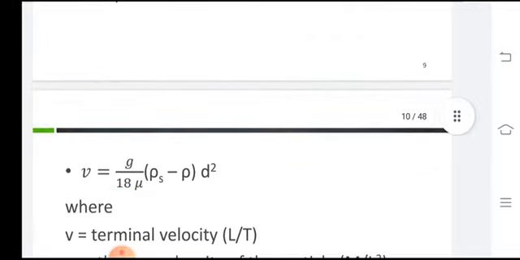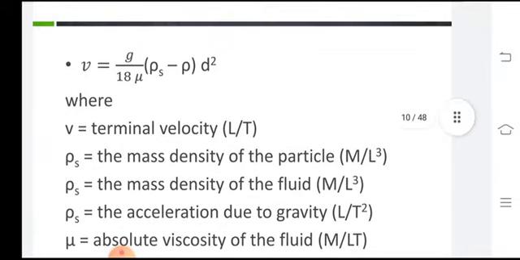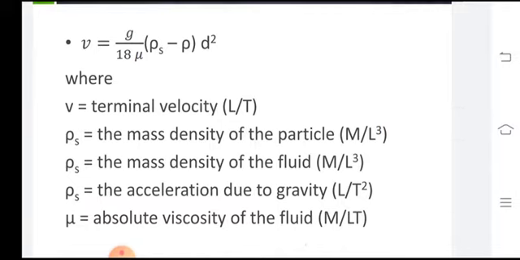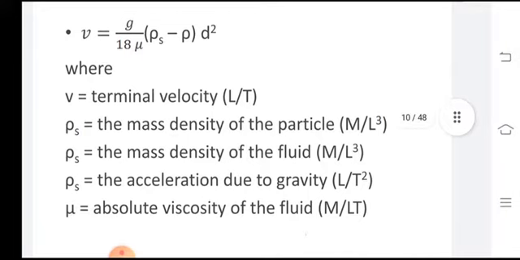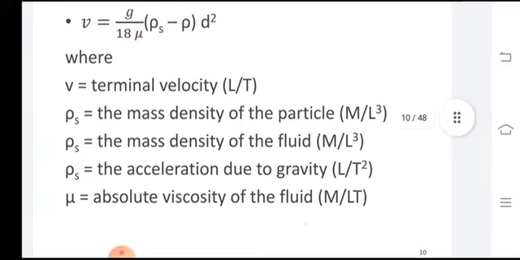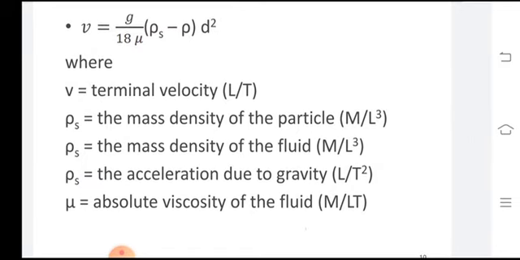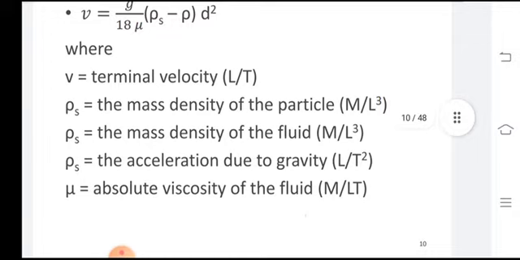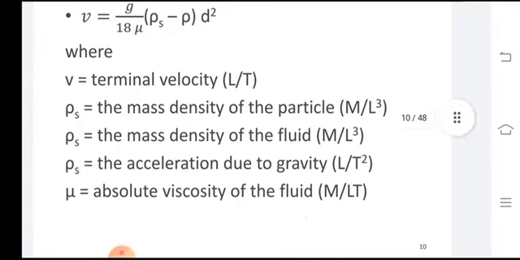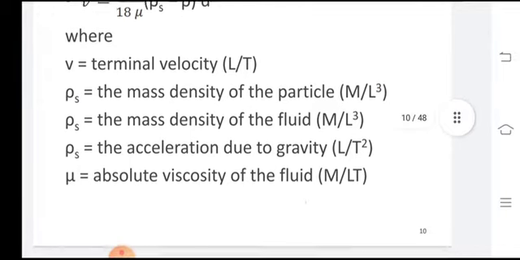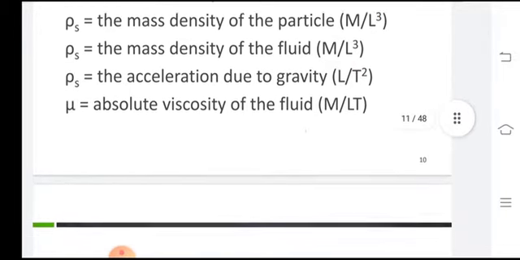So there are certain laws which govern the movement of these particles, and the most important one is Stokes law. According to Stokes law, this is the equation in which you can see that v is the terminal velocity, and then we have rho, which is first of all the mass density of the particle, then the mass density of the fluid. There should not be an s as mentioned here. Then we have the acceleration due to gravity, and mu, the absolute viscosity of the fluid.